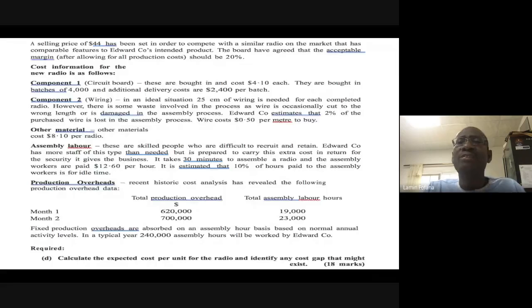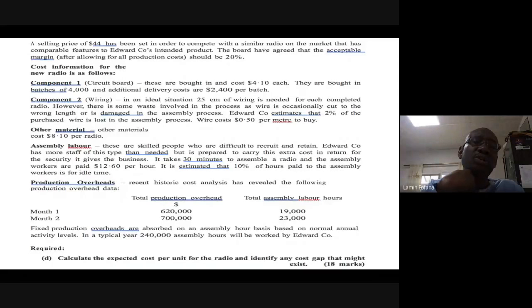I'm sure you'll do a lot of this when you do your taxation. Okay, so let's move on. The other materials, I want to explain all this so that when we come to the calculation itself, we find it easy. The other materials cost $8.10 per radio. So the unit cost for the other materials is only $8.10.